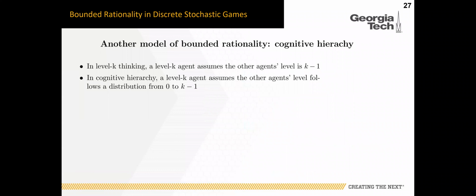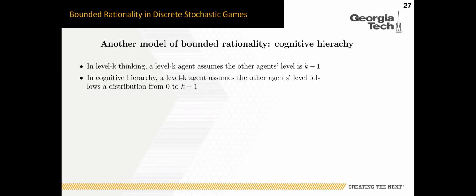Now we talked about levels K. In the stochastic games, we can also apply cognitive hierarchy, where we don't assume that the level K agent assumes that everyone is one level below, but rather that all the other agents follow a distribution that lies from 0 to K minus 1.